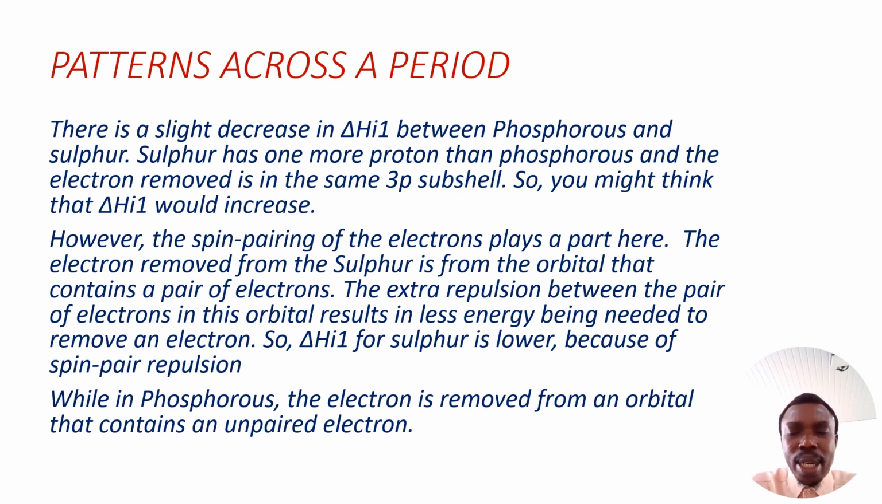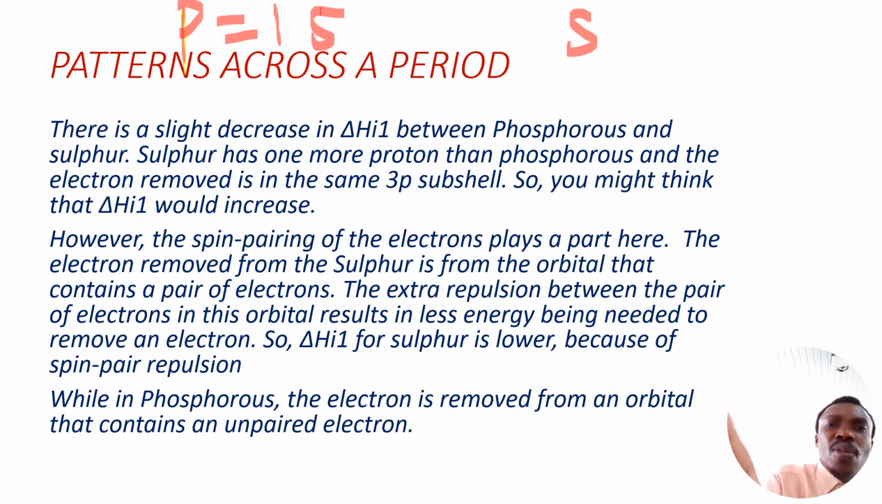You know, the normal trend is that as you go across the period, ionization energy increases as a result of an increase in the number of protons, which results in an increase in the positive nuclear charge. Sulfur has one more proton than phosphorus, so the ionization energy of sulfur is supposed to be higher than that of phosphorus, but it is lower. The reason is in the electronic configuration: the atomic number of phosphorus is 15, while the atomic number of sulfur is 16.